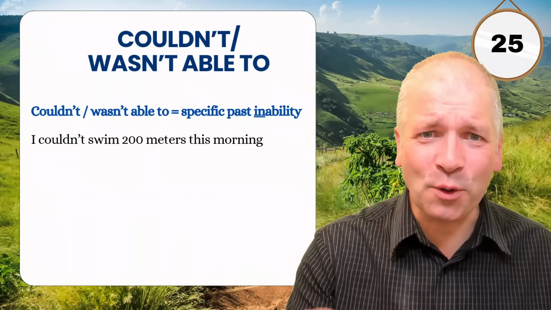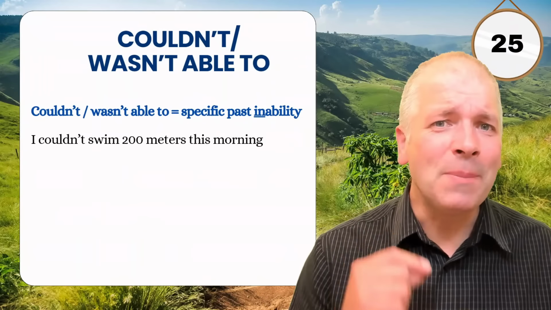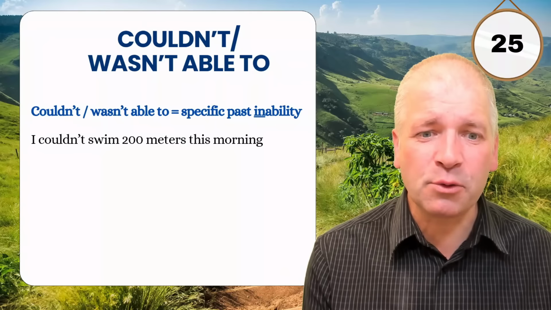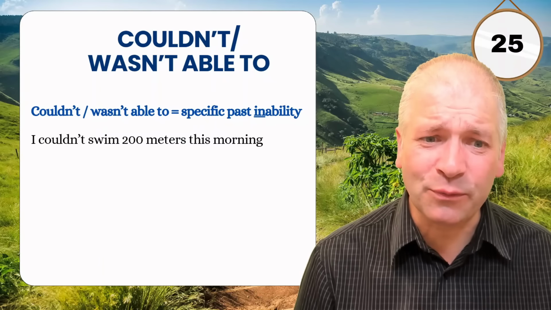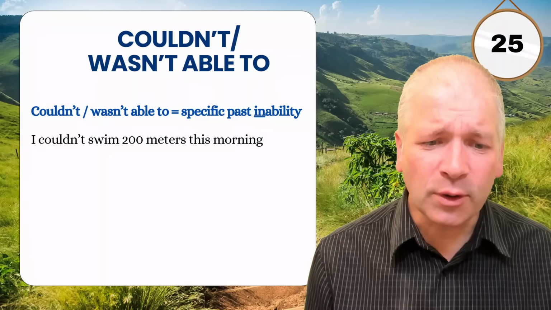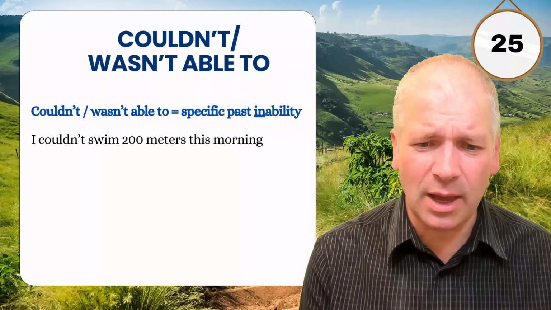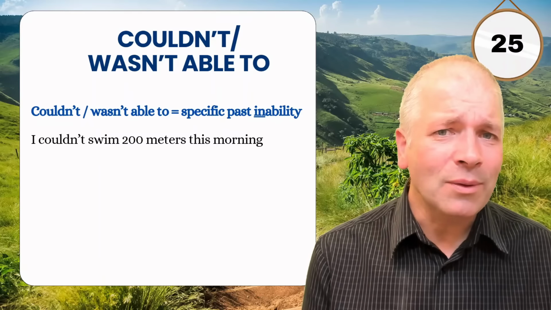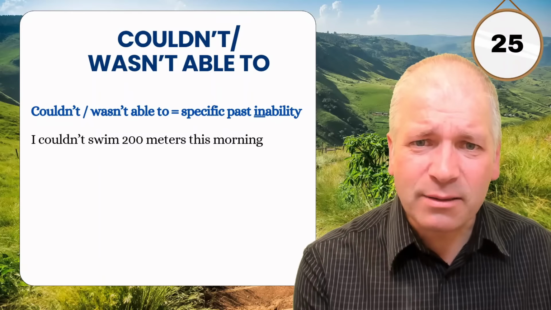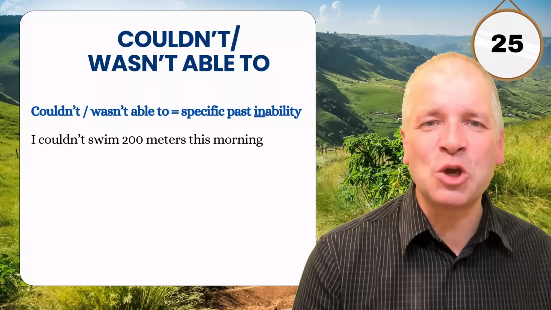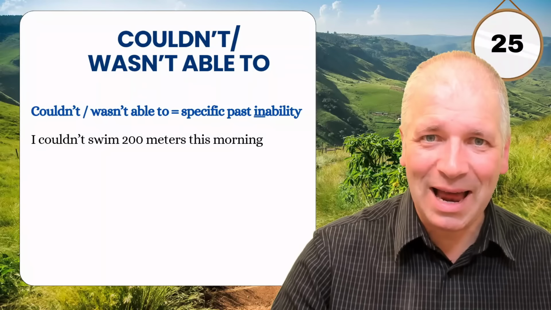Now back to was able to and could. Because it's not the end of the story. What about with the negative form? I couldn't swim 200 metres this morning. Well, isn't that specific past inability? Well, yes it is. But in the negative form, it's okay to use couldn't as well as wasn't.